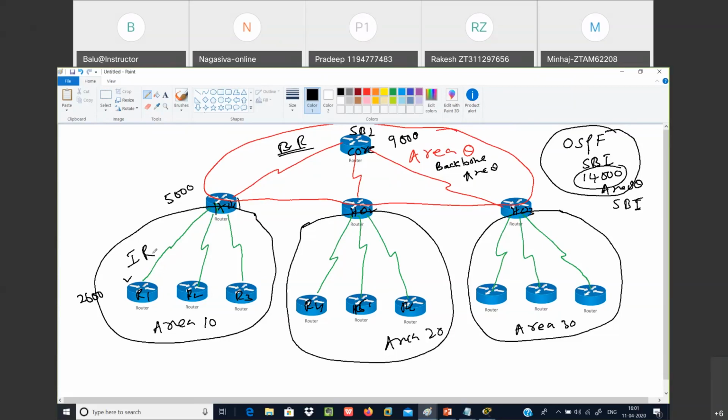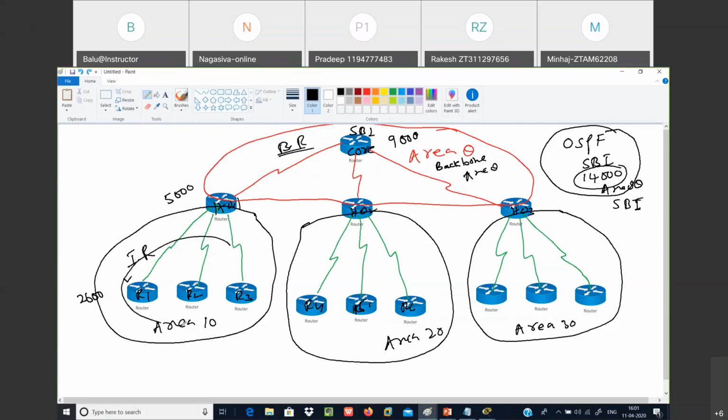Now, what about head office routers? As Minhas is asking a question, let me come to that question. One question you can ask me: if R1 maintains only the information within its area, then how can R1 communicate with other areas' routers? How can R1 reach area 10, area 30 routers? How can 14,000 routers communicate? R1 is not maintaining the other routers' information, right? Within the area only it maintains information, then how is communication enabled? That is the main logic.